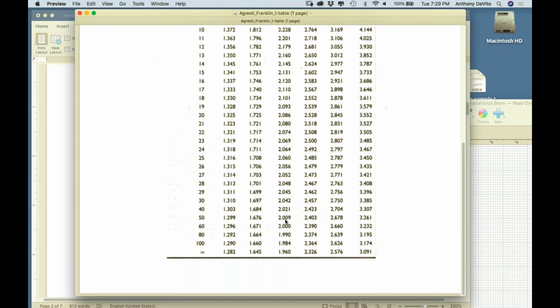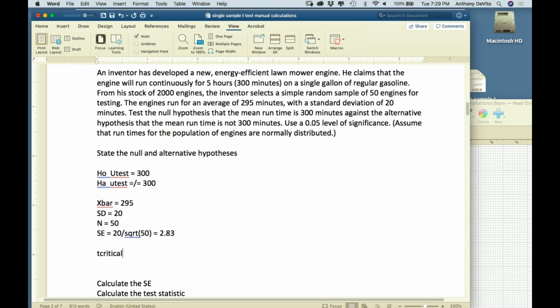If we had known the population standard deviation, what would the critical value have been? We would have used z. What would the critical value for 95% be? 1.96. See, that's the whole deal. That's why we're using the t table, because it makes it more demanding for us to reject the null hypothesis. Okay, so let's do this. T critical is equal to 2.01.